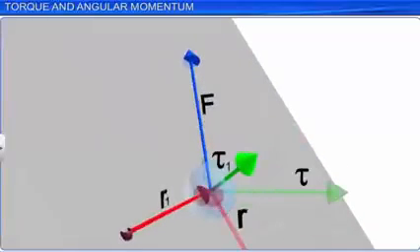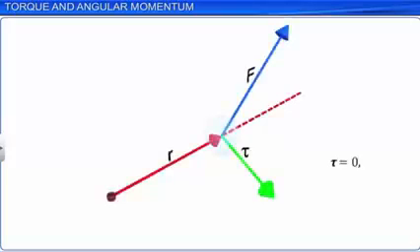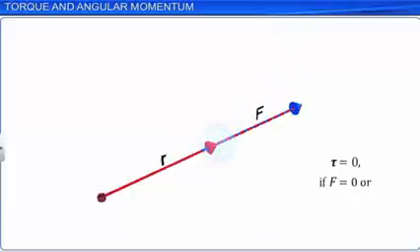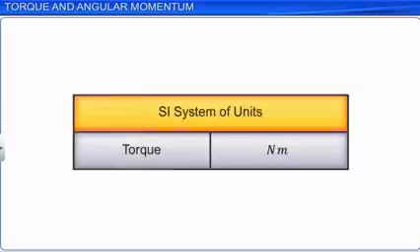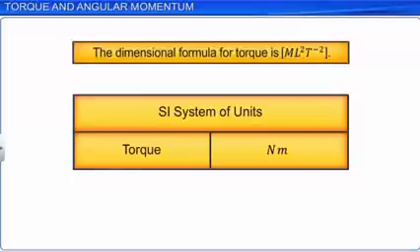Torque can be zero if the magnitude of the force is zero, or if the line of action of the force passes through the origin. The SI unit of torque is Newton meter. Note that the dimensions of torque and work are the same. The dimensional formula for torque is ML^2T^-2. Even though torque and work have the same dimensional formula, work is a scalar, whereas torque is a vector.